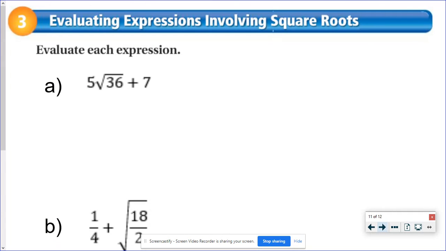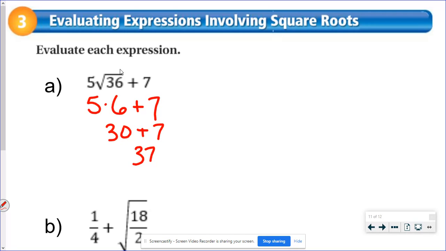These last ones are where we're actually just doing some evaluating. When I have this 5 smushed right up next to that square root sign, that just means 5 times that. And we know that the square root of 36 is 6, so this is really 5 times 6 plus 7. Well, that's 30 plus 7 is just 37.